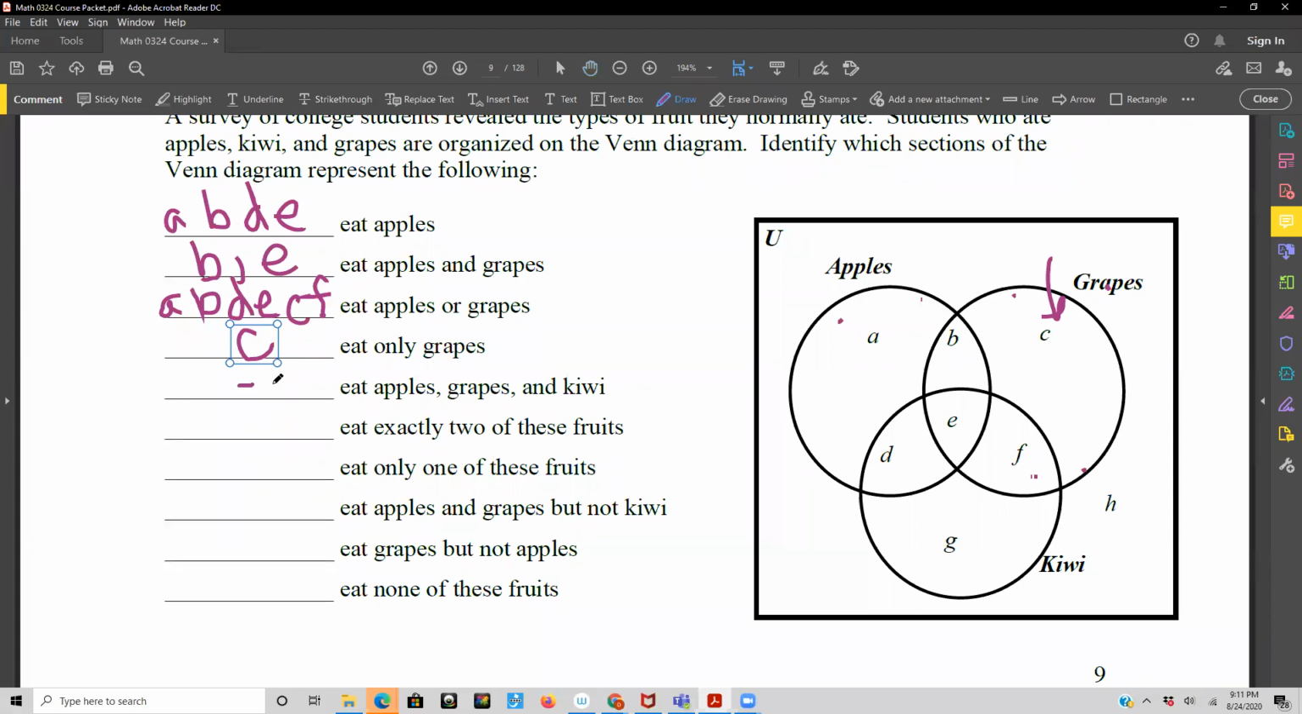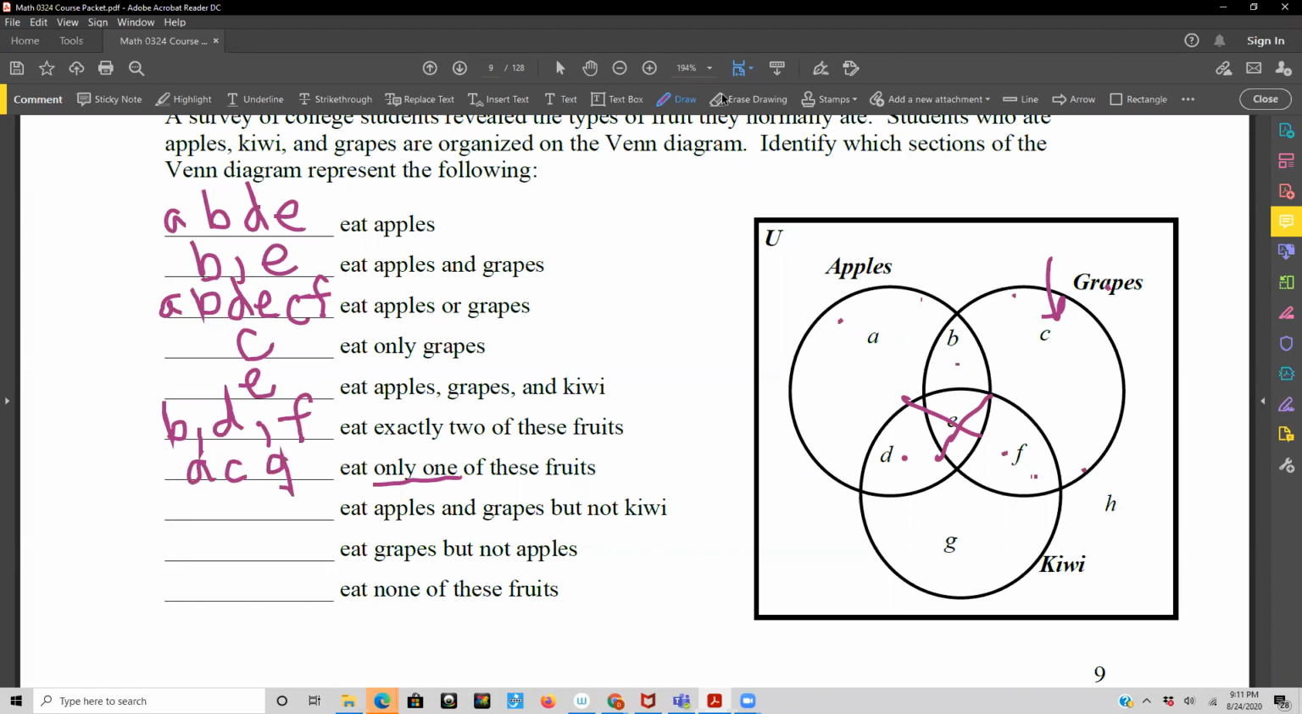All right, eat exactly two of these fruits. So two is where two circles overlap. So this tells me I'm excluding E because E is all three. I'm just going to put a cross there so I remember not to do that. So the ones that share two would be the guys in the middle here, right? So that's B, D, and F. And only one of the fruits would be the guys on the outside, so that's A, C, G. The other guy, no overlap.